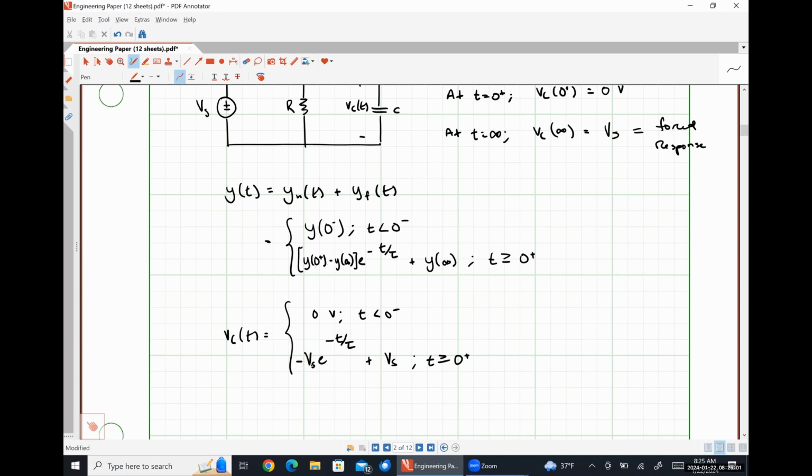So that would make this look like negative Vs e to the negative t over tau plus Vs. And so we would see that at t is equal to 0 plus, the voltage is 0, and then it is going to gradually increase up to Vs once that exponential portion dies out. That is total response. So now let's work a couple of example problems.